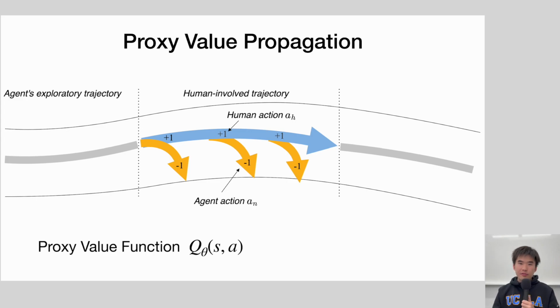So how do we learn from this active human involvement? The key concept here is that we introduce a proxy value function, and we want the proxy value function to reflect which action is more preferable to the human compared to the actions that are not preferable to the human subject.